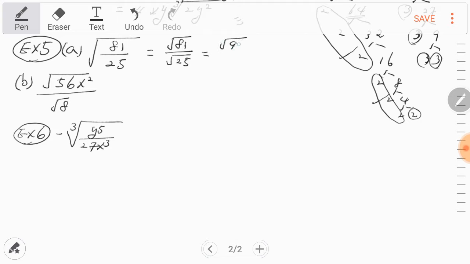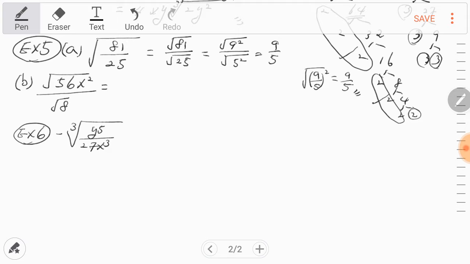So the square root of 9 squared divided by the square root of 25 is 5 squared. So 9 over 5. Or the expression is the same as 81 over 25. 81 is 9 squared. 25 is 5 squared. So we can make it 9 over 5 squared. Then you can write 9 over 5 directly. Okay, the next one.